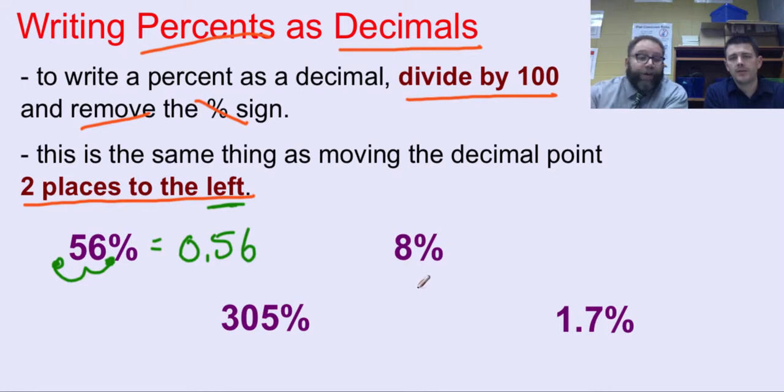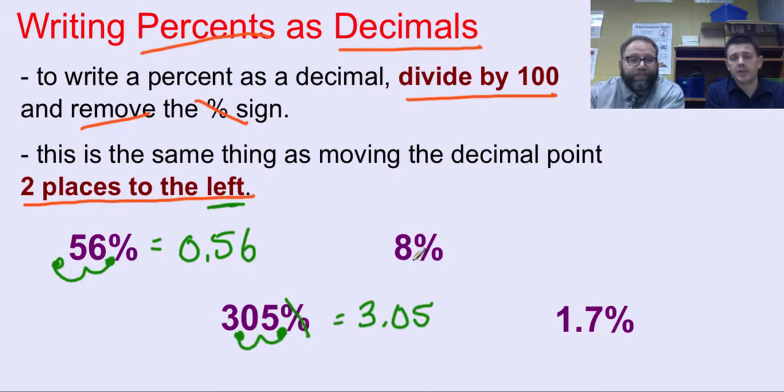Then you've got 305%, so there's nothing to worry about that. Remember, your decimal starts all the way to the right, and then we're going to move it 2 steps to the left, then rewrite it without the percent sign. So that would be 3.05. Good reminder. I forgot we got to get rid of that percent sign there.